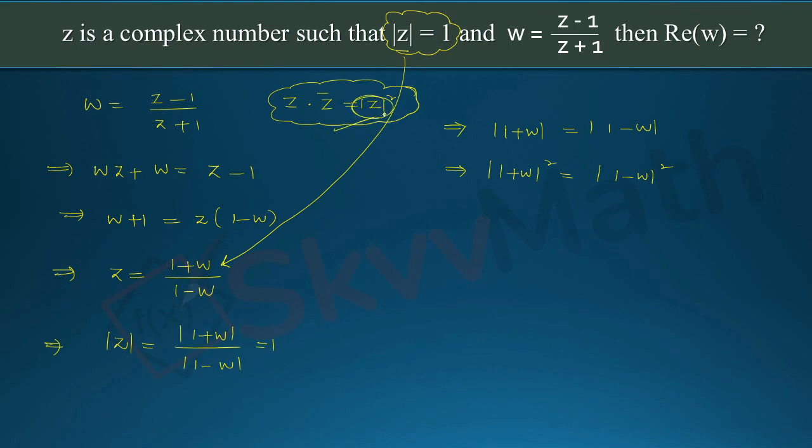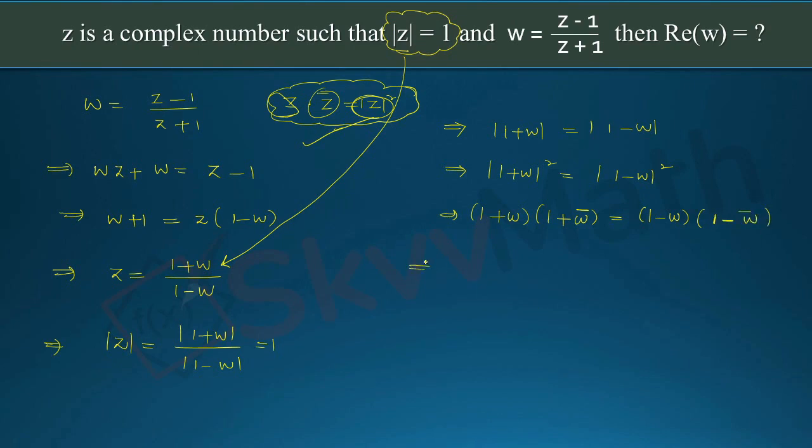Modulus of a z whole square is what? The complex number and its conjugate. So here the complex number is 1 plus w and its conjugate is 1 plus w bar. So here 1 plus w bar, you can separate 1 bar and w bar. So 1 bar is 1, so I write only w bar. It is equal to, we write 1 minus w, again 1 minus w bar using the same formula. So 1 bar is 1 minus w bar.